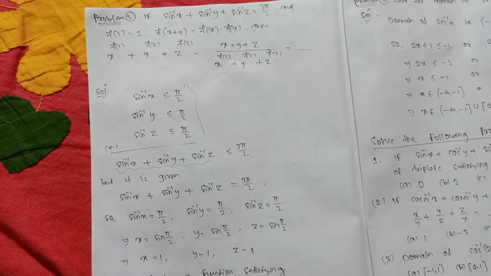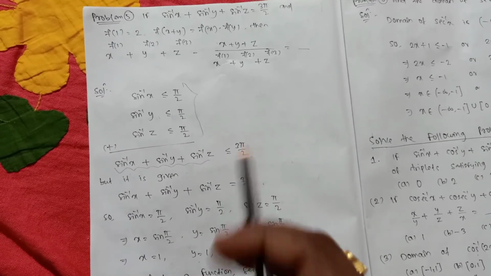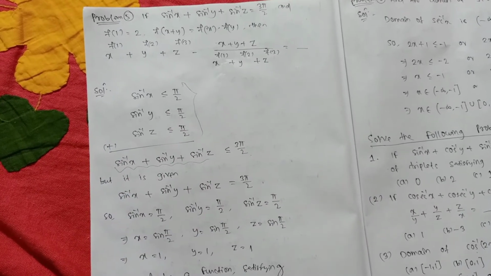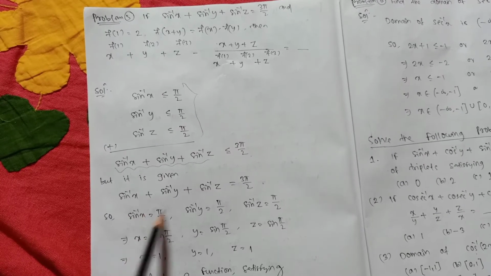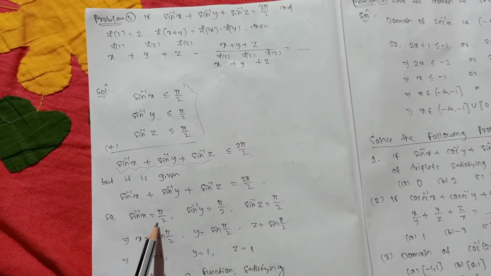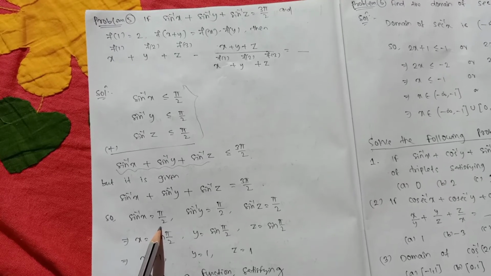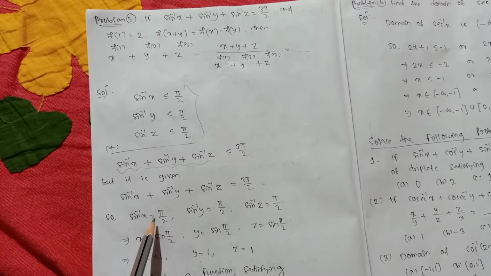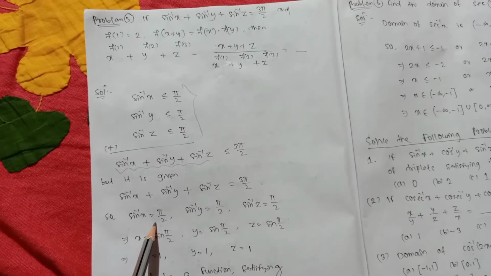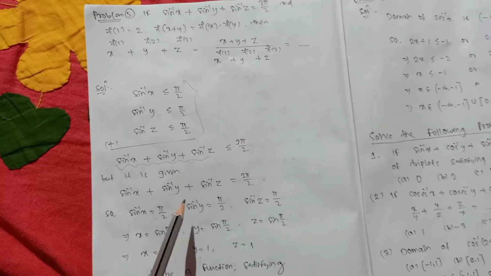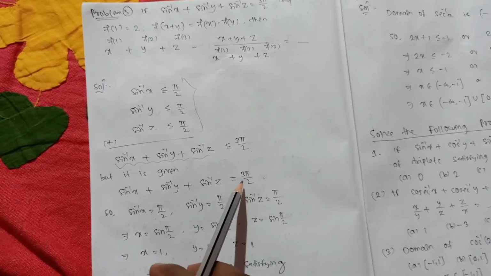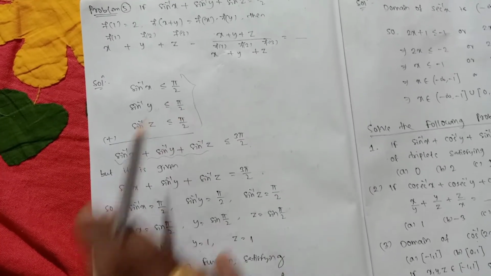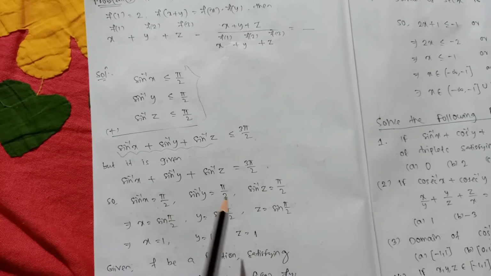Suppose one of them is less than pi by 2, then another has to be greater than pi by 2, which is not possible. If one of them is not equal to pi by 2, it may be greater or less. Like if one of them is less than pi by 2, then of course another has to be greater than pi by 2, then only the sum is 3 pi by 2. Which is not possible because it has maximum value pi by 2. So in such case each has to be equal to pi by 2.